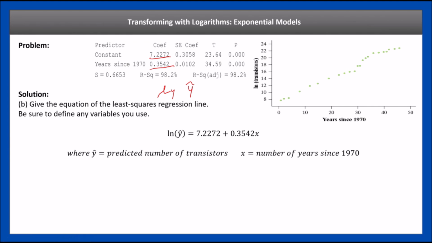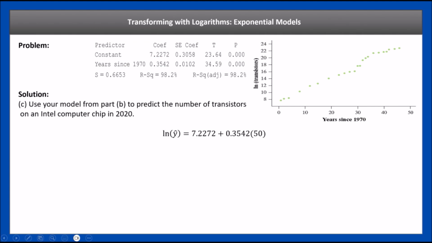All right, so for part C, we're going to plug in the value for 2020, not 2020 here. Remember, if we wanted to predict 2020, then that's 50 years from 1970, right? So we're going to plug that into x. So for part C, we're looking for 50 years since 1970 for the year 2020. So we plug that into our model. We get that the natural log of y hat is 24.9372.